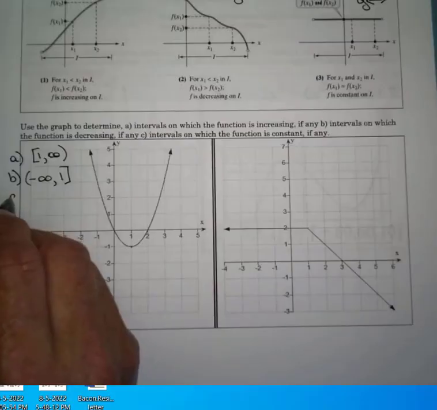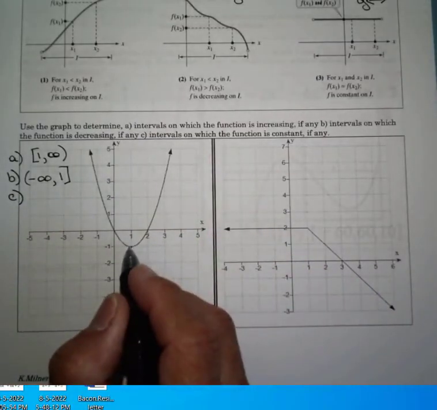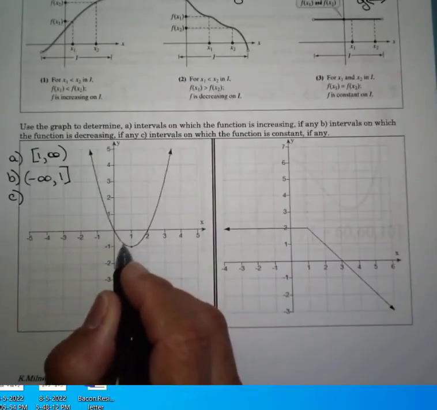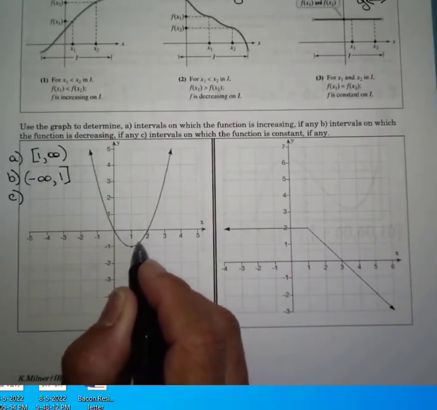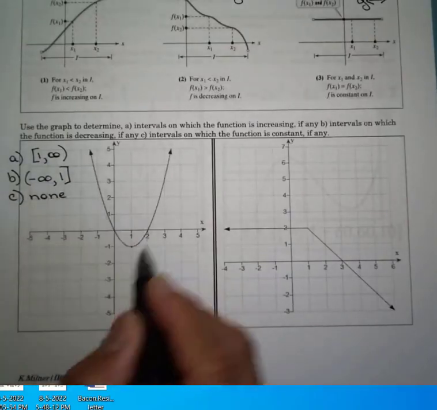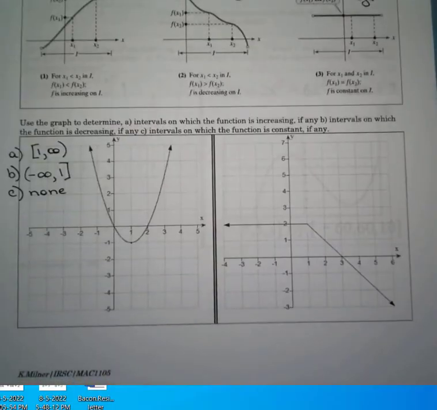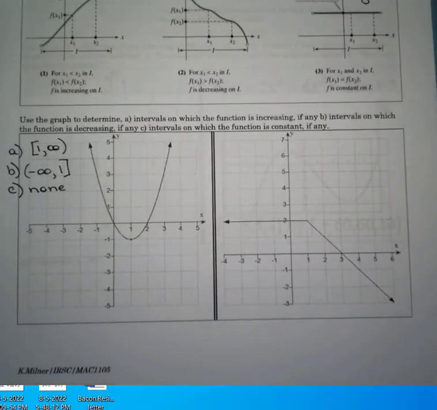And then the next thing it's going to ask us is, are there any intervals on which it is constant? Well, 1 doesn't count. What we're saying is this looks like, and it should, just touch 1 and turn, even though it looks like it might stay on that level for a while. It really doesn't for this particular graph. So we say, no, there are no intervals where it is constant.